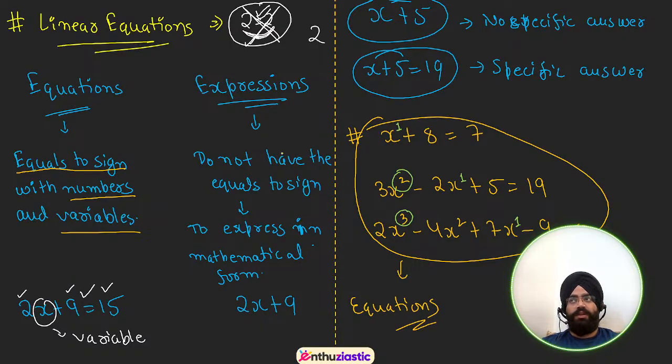I hope this is clear to you. So you got the difference between the word equation and the expression. Whenever something is given to you, you can easily find out whether it is an equation or an expression. And here is one thing I can tell you: the highest power of the variable plays a very important role. That is how you can decide the type of the equation.